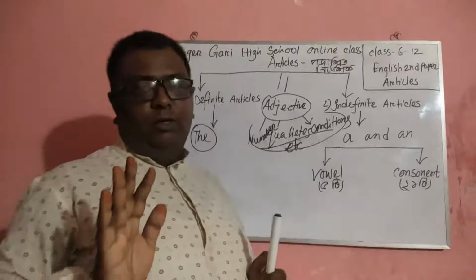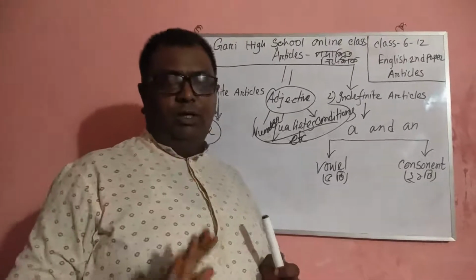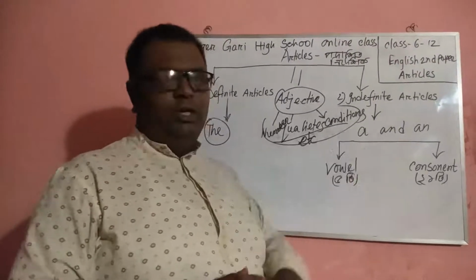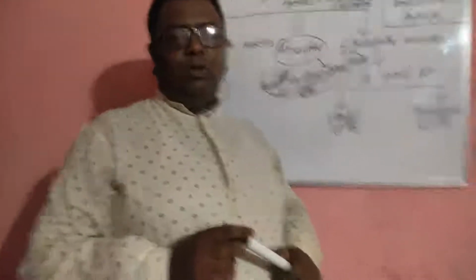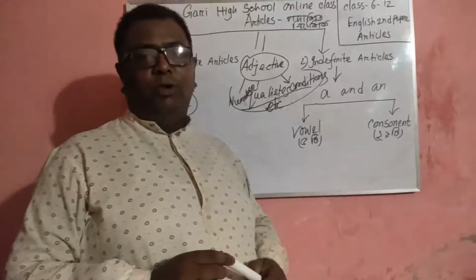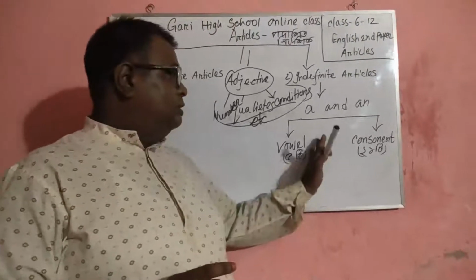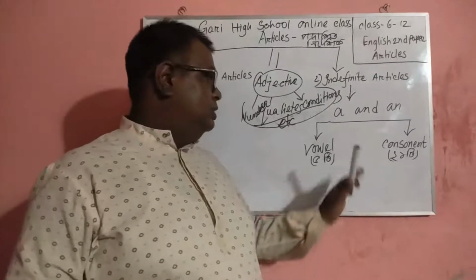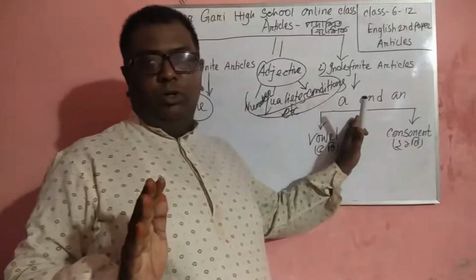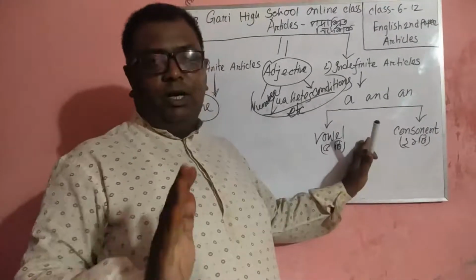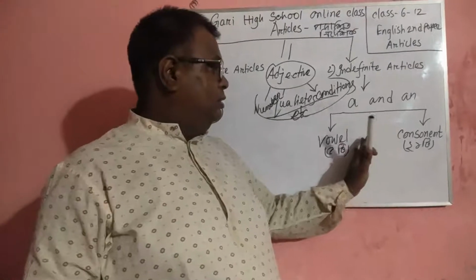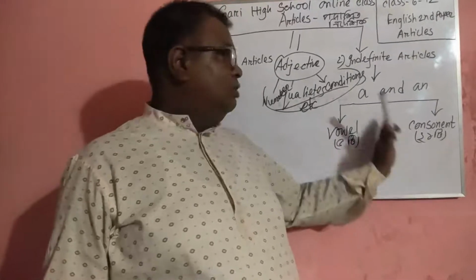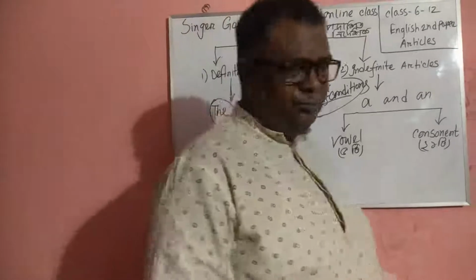যখন আমরা কোনো ব্যক্তি বা বস্তুকে নির্দিষ্ট করে বোঝাই তখন তার পূর্বে আমরা সাধারণত দি ব্যবহার করি। অন্যদিকে যখন কোনো বস্তু বা ব্যক্তিকে অনির্দিষ্ট করে বোঝাই তখন আমরা এ অথবা অ্যান ব্যবহার করি। লক্ষ্য করো বন্ধুরা, এ অথবা অ্যান ব্যবহার করার ক্ষেত্রে পার্থক্যটা হলো: AN is used for any word starting with vowel, and if any word starts with consonant we use A, and that is our general rule.